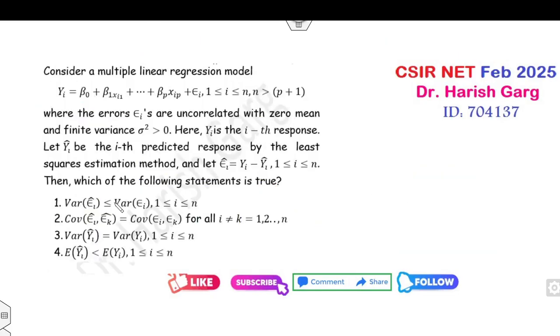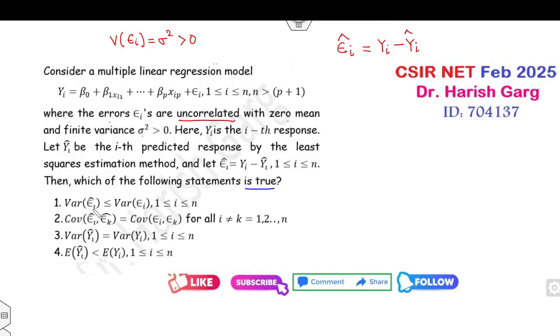Okay, look at this next one, which is related to the regression models, where errors are uncorrelated. Again, read the statement very carefully, with zero means and finite variance. That means variance of epsilon i is sigma squared. Now, yi is the ith response, yi cap is the predicted value, and epsilon i cap is yi minus yi cap. Then which of the following statements is true?